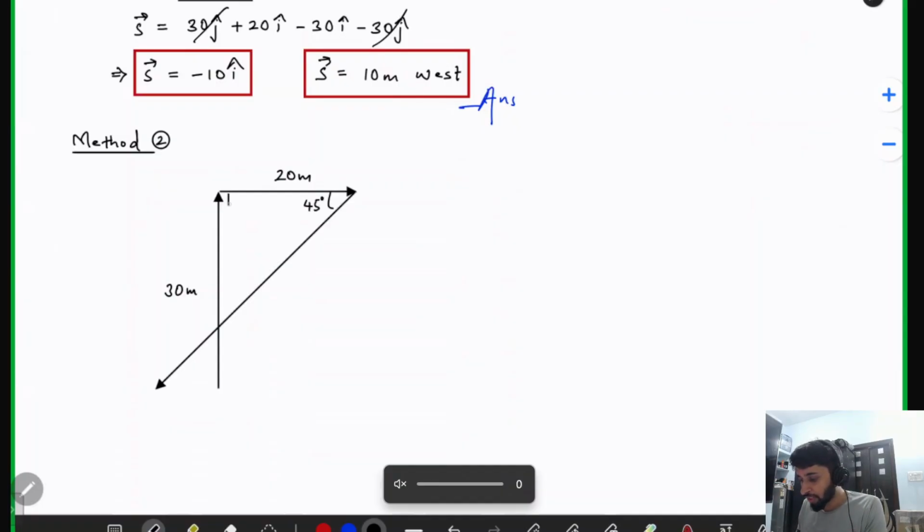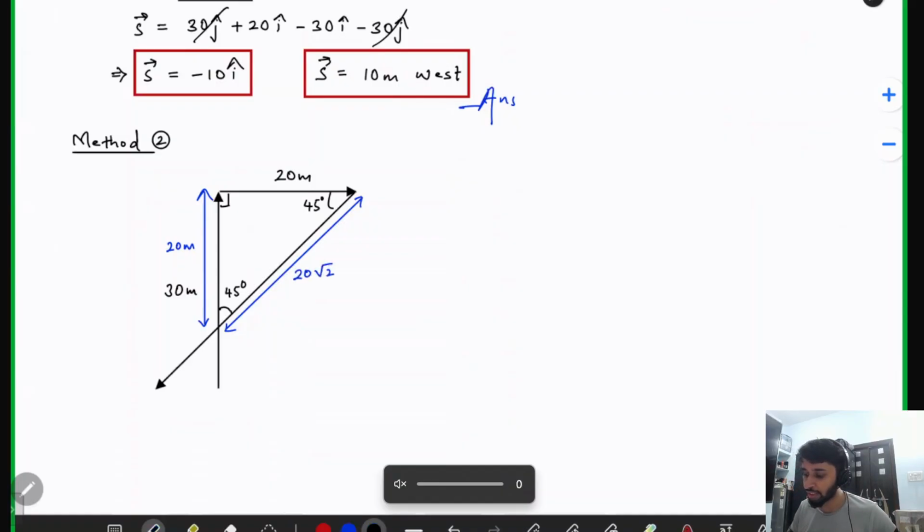So this angle will be 45 degree and this will be 90 degree, and you know that the sum should be 180 degree, so this will come out as 45 degree. So this will be an isosceles right angle triangle. If this length is 20 meter, this length from here to here will also be 20 meter. So this length will become the square root of 20 square plus 20 square, so this will become 20 root 2.